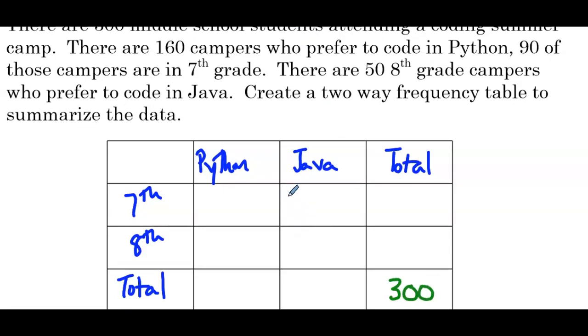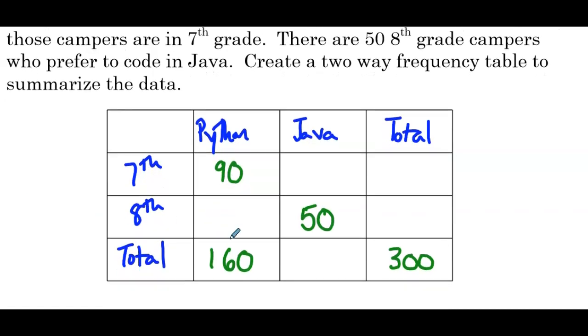160 campers who prefer to code in Python. So the total in this column needs to be 160. 90 of those campers are in 7th grade. So 90 fall right there. 50 8th grade campers who prefer to code in Java. So there's 50. Okay, so everything in green is what we've gotten out of the word problem. And now I'll use the purple marker to fill in the rest. These are the values that we have to come up with on our own.